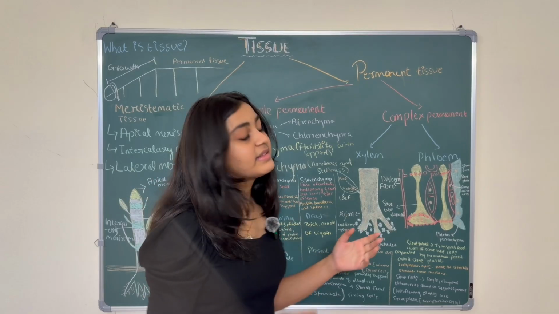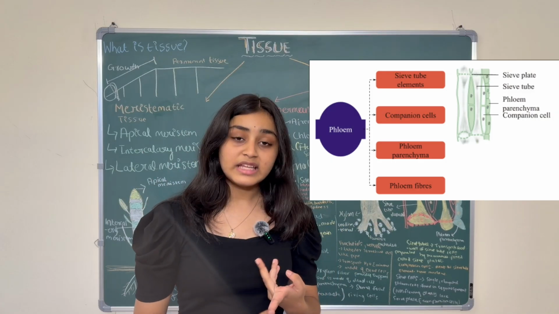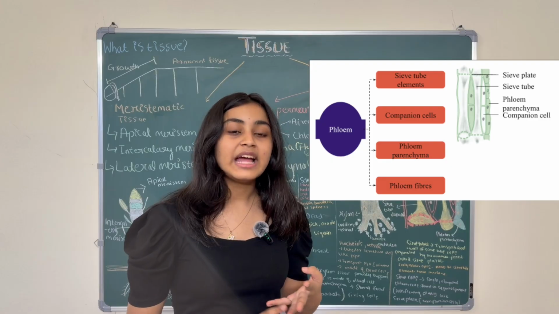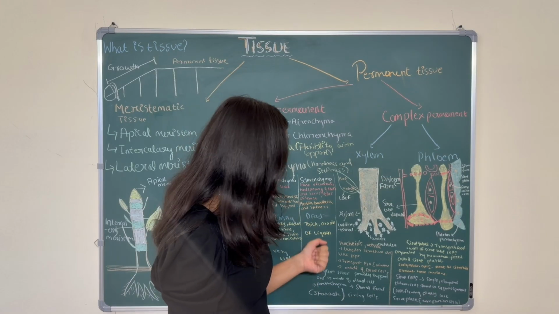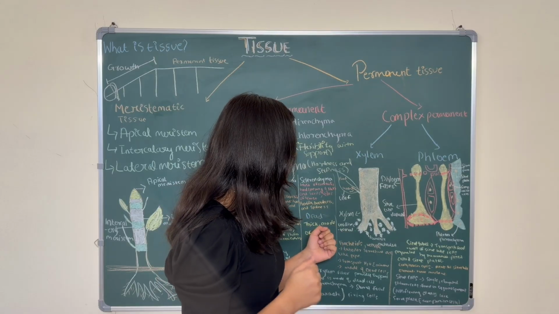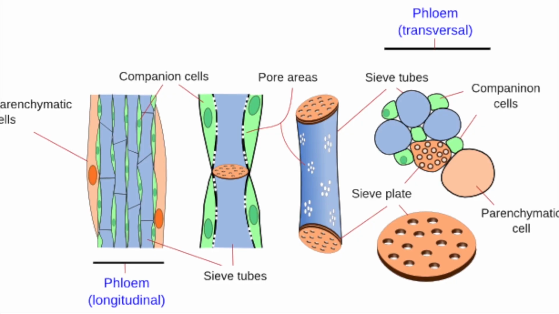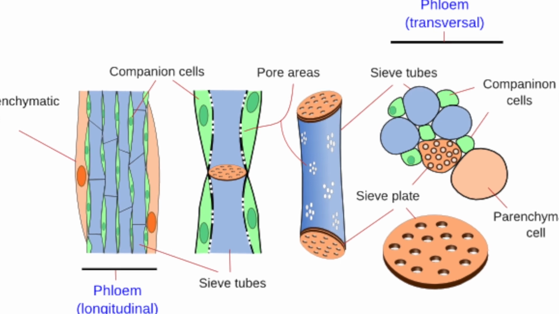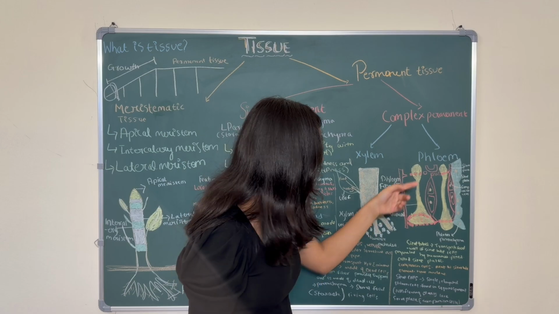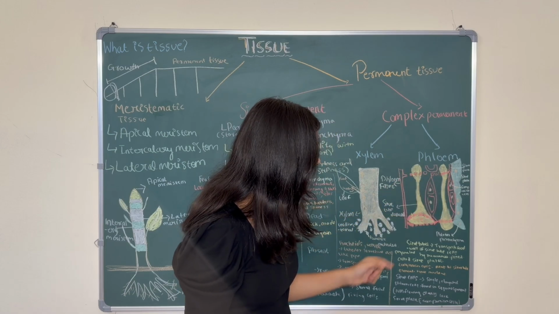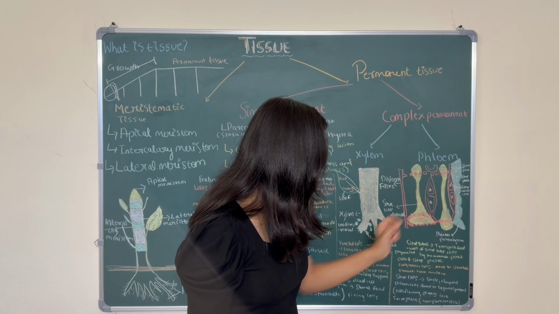Phloem is again divided into four types: sieve tubes, companion cells, phloem parenchyma, and phloem fibers. Right? So what is the role of the sieve tube? It transports food, and the walls of these sieve tube cells are perforated and have numerous pores. Those pores are called sieve plates.